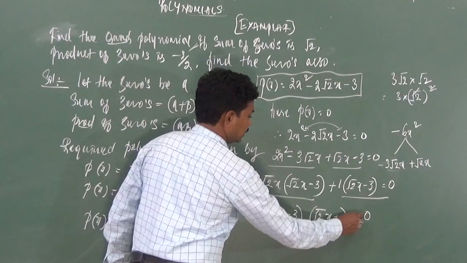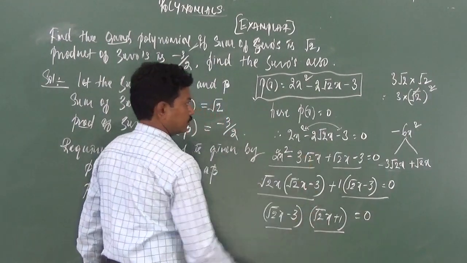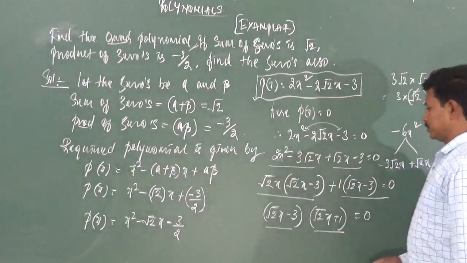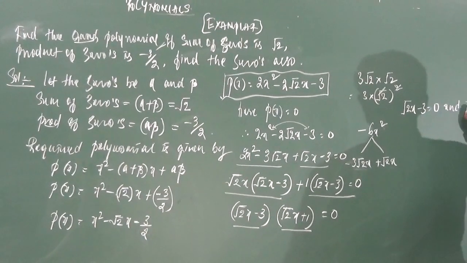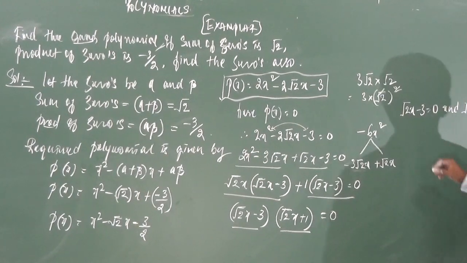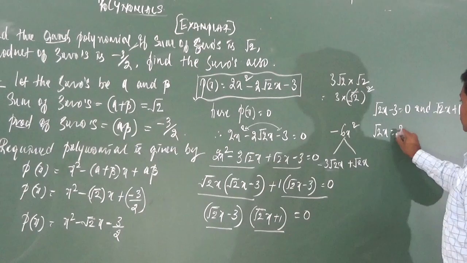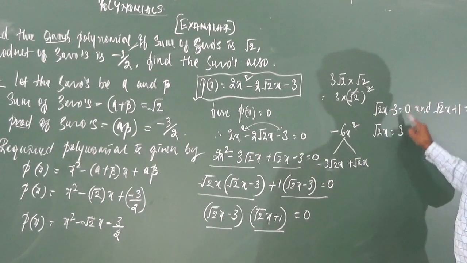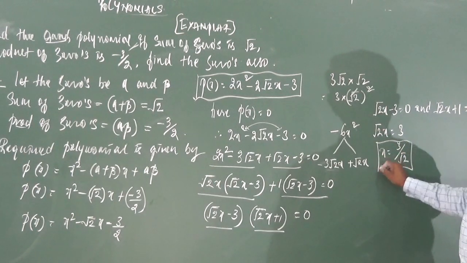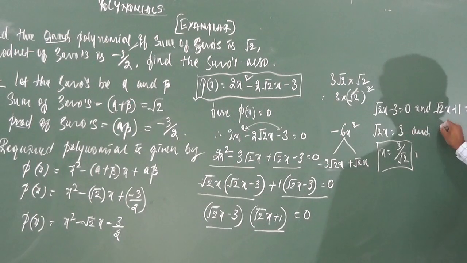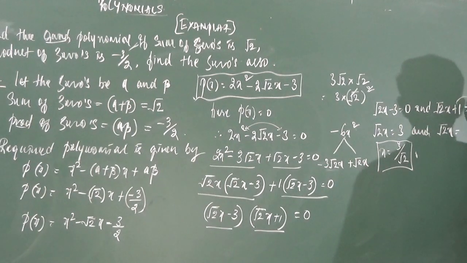So this into this is 0, which means either this should be equal to 0 or this should be equal to 0. So we get the zeros. Root 2x minus 3 is equal to 0, and as there is another root, root 2x plus 1 is equal to 0. So root 2x is equal to 3, since minus 3 gets transposed and becomes plus 3. So x is equal to 3 by root 2. This is one of the zeros. And here root 2x is equal to minus 1, so x is equal to minus 1 by root 2.